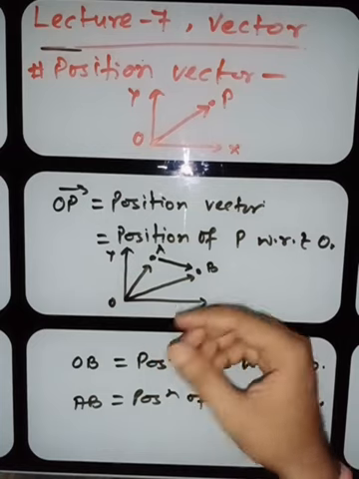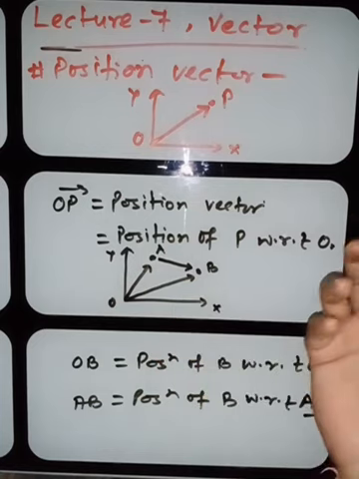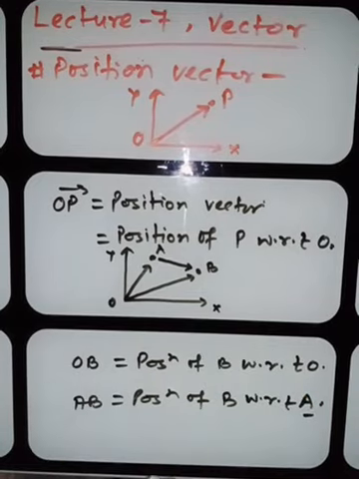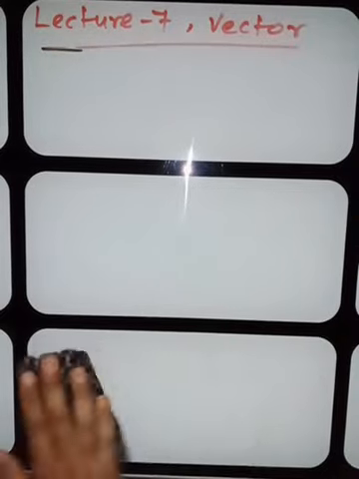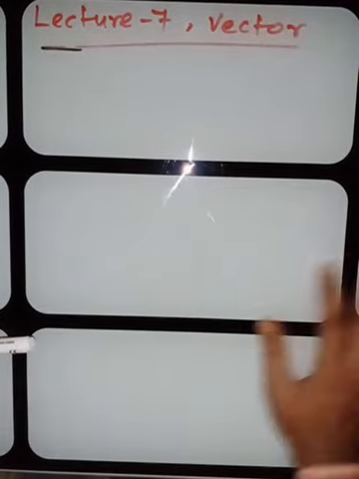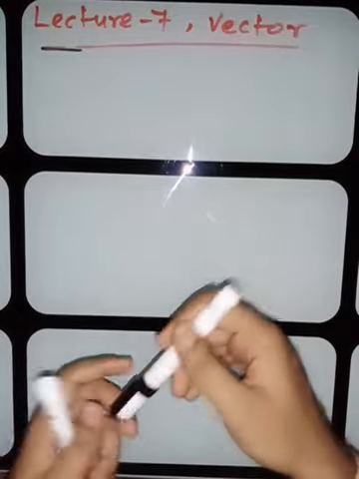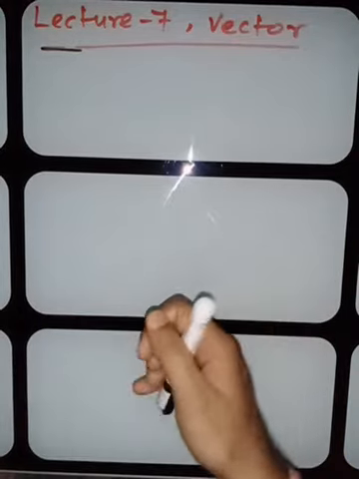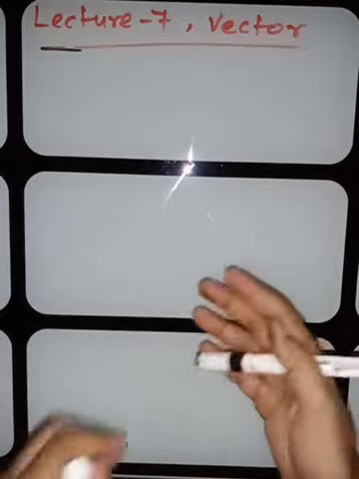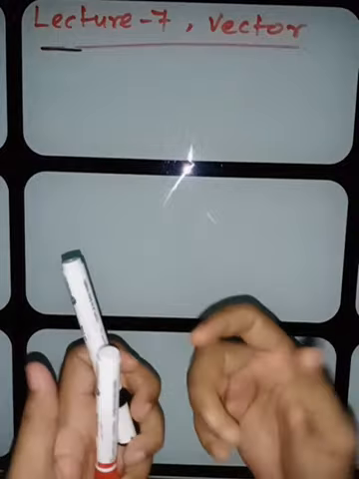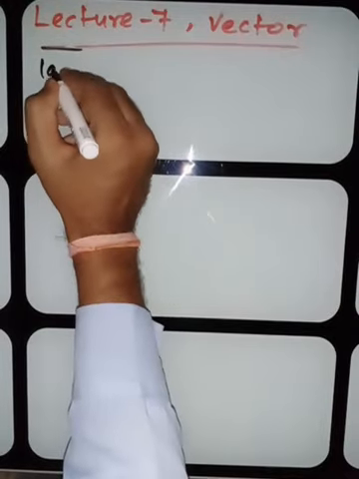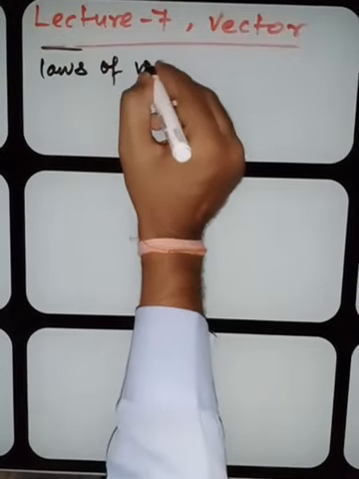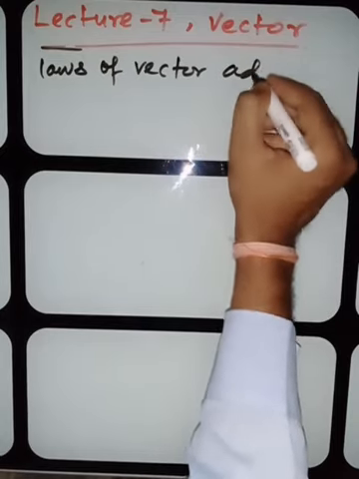Okay, my dear students. Now we will discuss the displacement vector. The displacement vector is used to represent the displacement between two points. We will study this displacement vector in very much detail. Now we are going to start the geometrical laws of vector addition.